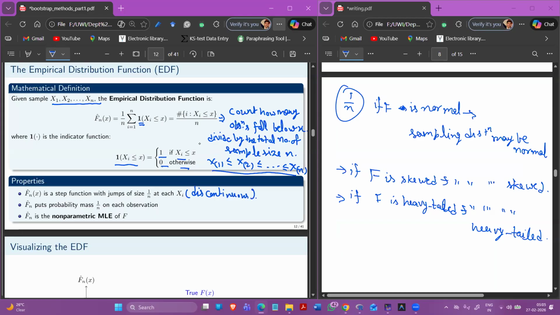Because all the observations of x we are not going to take. We are going to take only those observations from my sample that are less than or equal to x. If they are not less than or equal to x, I will remove them. So that's why it's a discontinuous function. It is a step function with jumps of size 1 upon n.